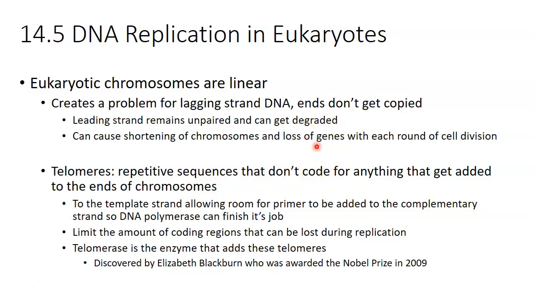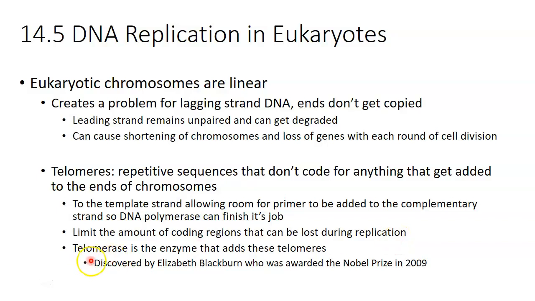So, again, with each round of cell division, if our chromosomes get shorter, that could create a problem. We could start to lose genes. And if those genes are important genes, which most genes are, we would lose them. That could be very detrimental. And so these telomeres at the ends of our chromosomes lengthen them so that we do not lose pertinent genetic information. They limit the amount of genes or coding regions that get lost during DNA replication.